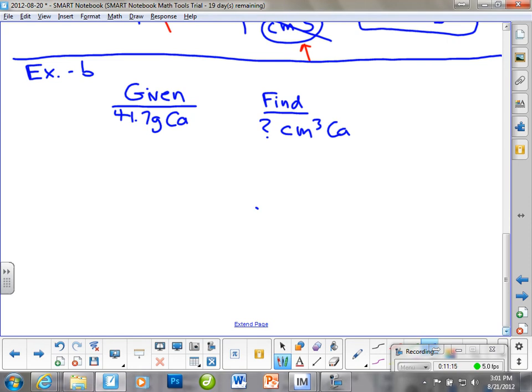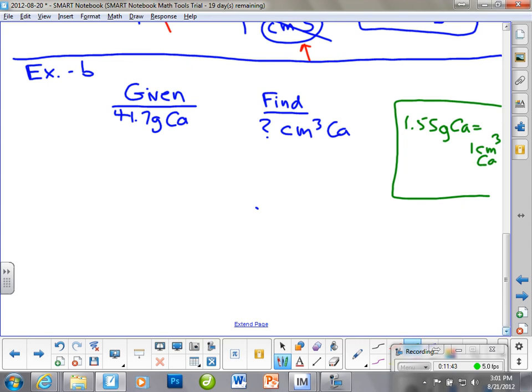If you go to calcium, here we go. You'll notice it's 1.55. It's wrong on the sheet. So on my sidebar over here, let's do the sidebar in green: 1.55 grams of calcium is equal to 1 cubic centimeter of calcium.